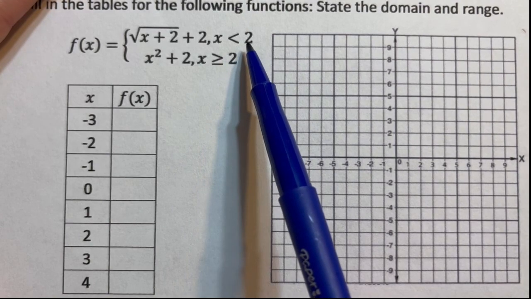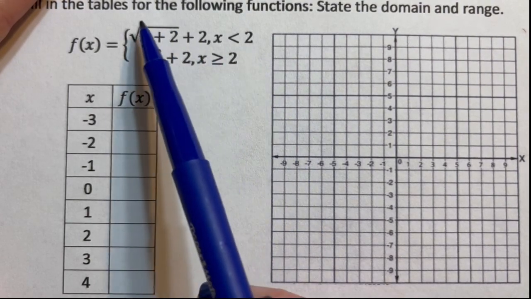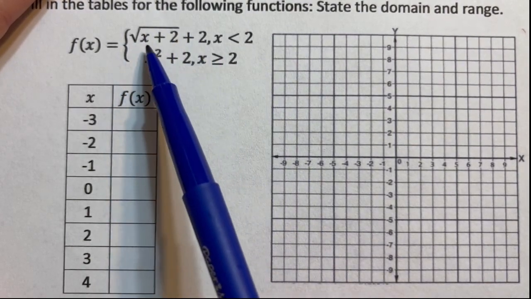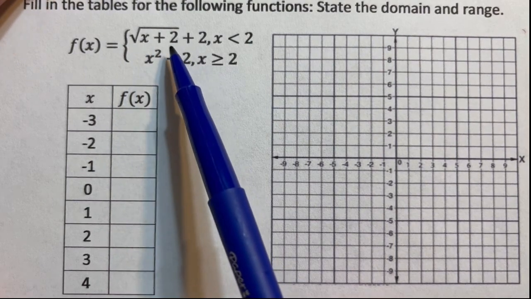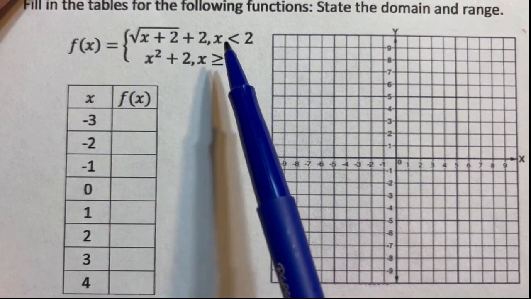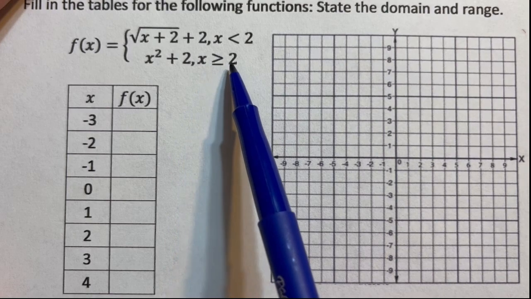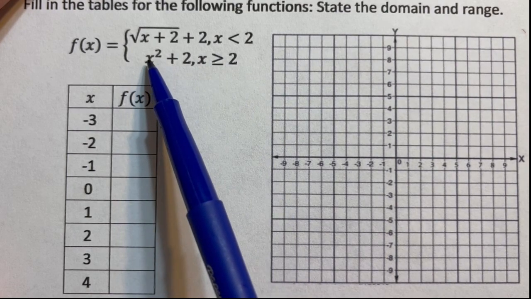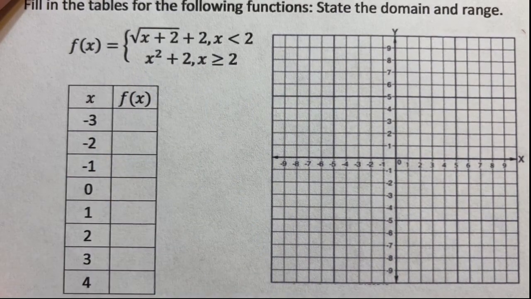So when x is less than 2, we're made up of the graph the square root of x plus 2, plus 2, lots of 2's. And when x is greater than or equal to 2, we are made up of the graph x squared plus 2. It also says state the domain and range to make things extremely interesting.